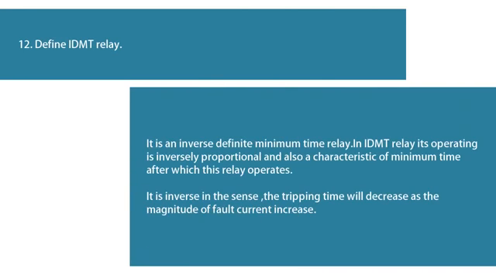12. Define IDMT relay. It is an inverse definite minimum time relay. In an IDMT relay, its operating time is inversely proportional to the fault current, and it also has a characteristic minimum time after which the relay operates. It is inverse in the sense that the tripping time decreases as the magnitude of fault current increases.